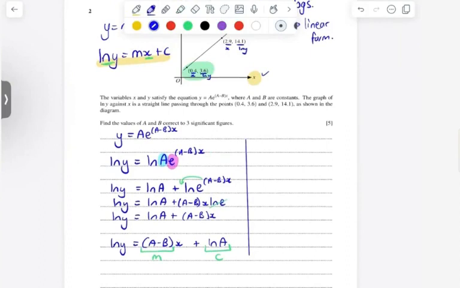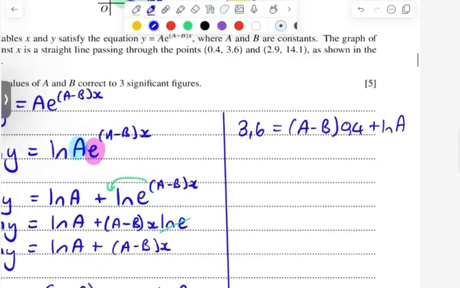So my ln y is 3.6 is equal to a minus b, and then my x value is 0.4. That's ln a. All right. And so here we have a 0.4. I can see this is going to start to become a bit interesting. Okay, I'm actually going to just leave it like that for now.